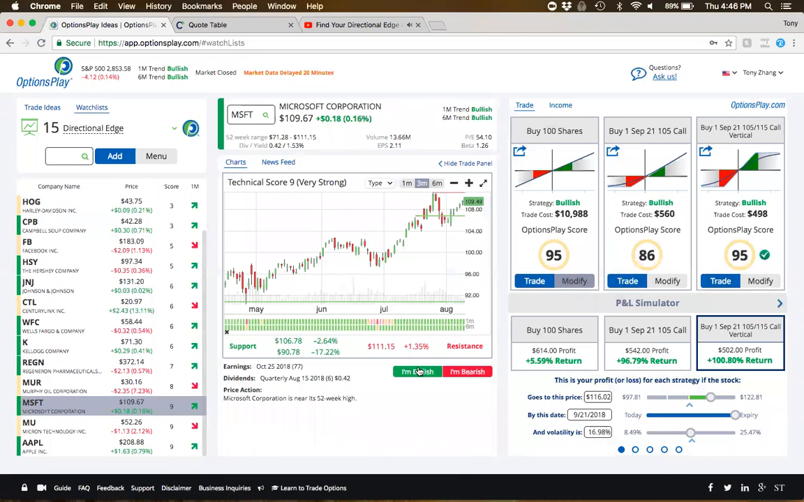So you're going to see two buttons here at the bottom of your screen. One says I'm bullish, one says I'm bearish. So when you click on I'm bullish, you're going to be presented with 3 bullish strategies: buying 100 shares of the stock, buying 1 call option, and buying a call spread.